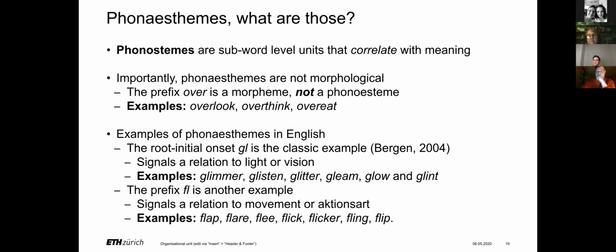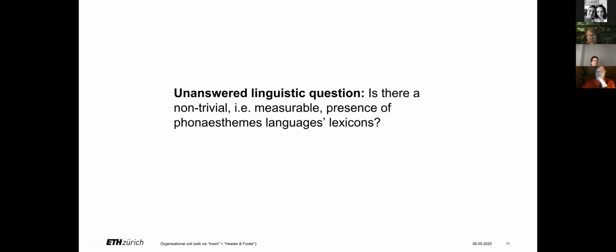And I think that's why the literature has spent time talking about these things, right? So the unanswered scientific question, at least we thought it was unanswered, we looked at the work in the literature and didn't find it very satisfying: is there a non-trivial, that is, something we can measure, presence of phonesthemes in languages' lexicons?